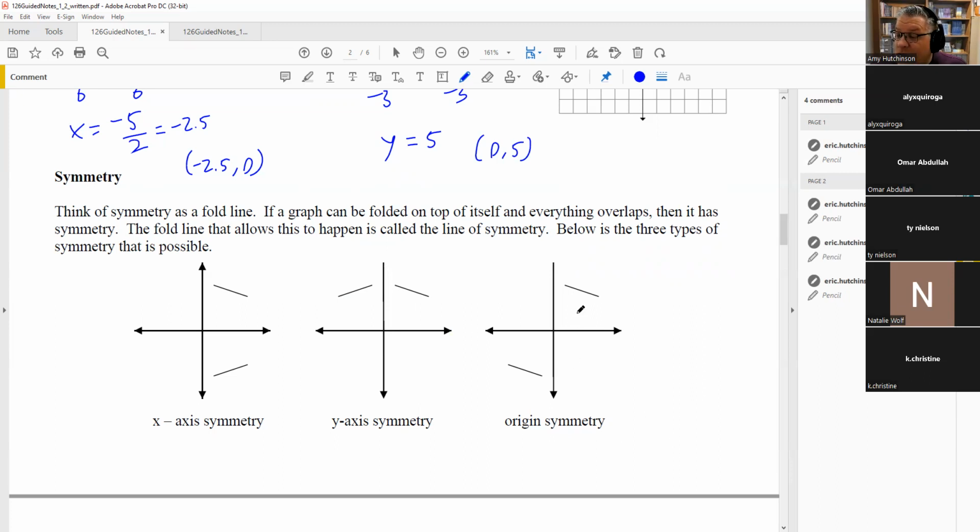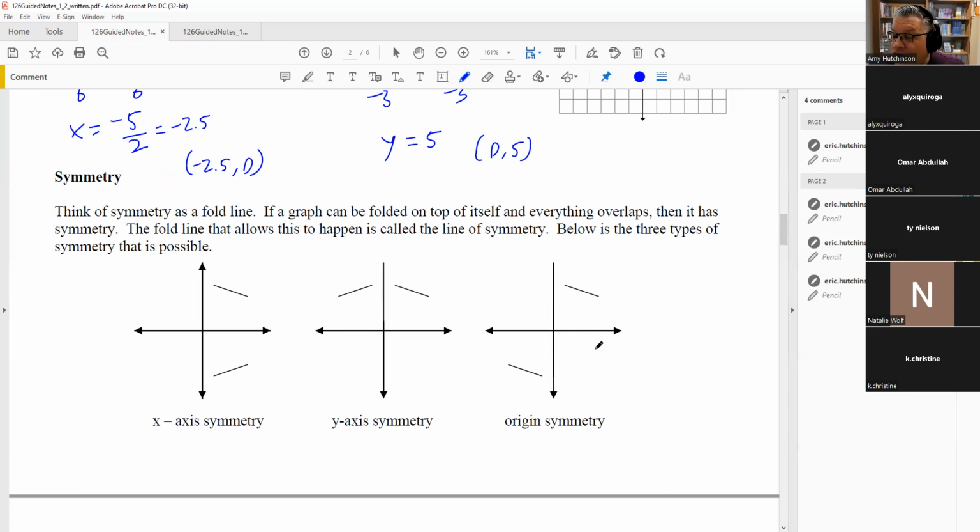Now, if it has origin symmetry, you're kind of folding it across the origin like that. But typically what you look for with origin symmetry is the same thing in the opposite quadrants. So either these two or these two. You might have a hill that goes up like this, and another one that goes down like that. They're both the same, but in opposite quadrants. That would tell you it has origin symmetry.